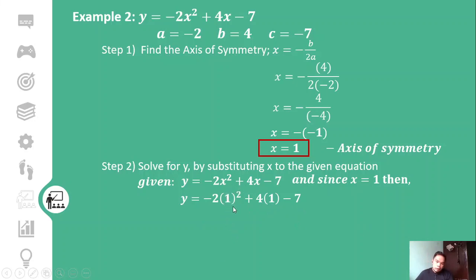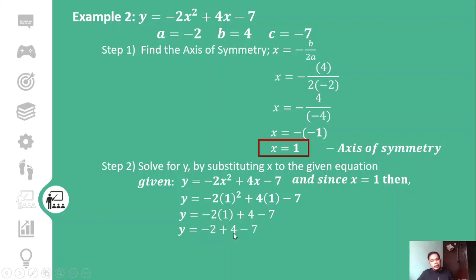Then let's evaluate 1 raised to 2 before multiplying it to negative 2. Okay, so 1 raised to 2 is equal to 1. Then copy negative 2. Okay. Then multiply naman natin. Let's multiply 4 and 1. 4 times 1 is equal to 4. Then copy negative 7. Okay, then after that, we are now ready to multiply negative 2 and positive 1. Negative 2 times positive 1 is equal to negative 2. Then copy plus 4 and negative 7.